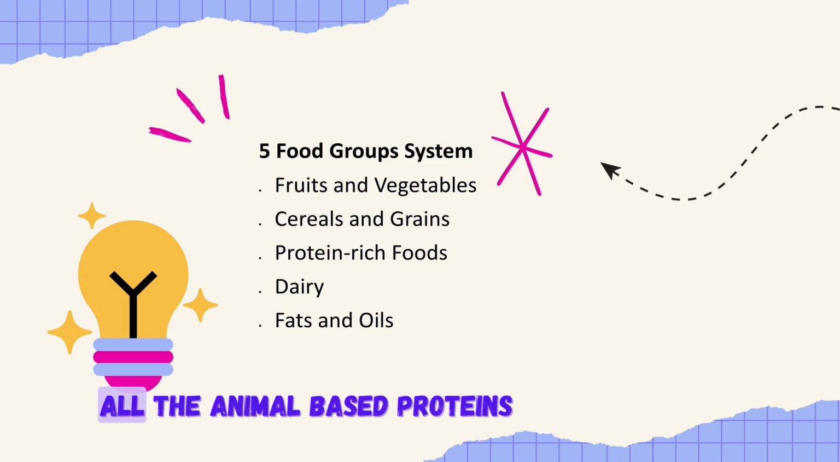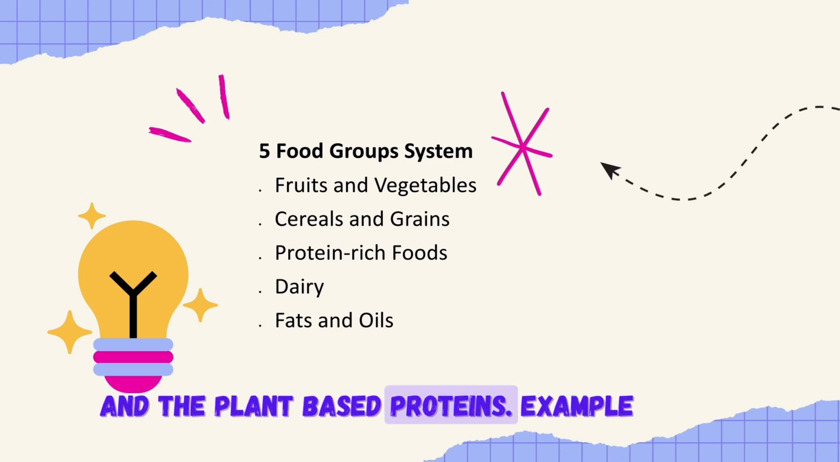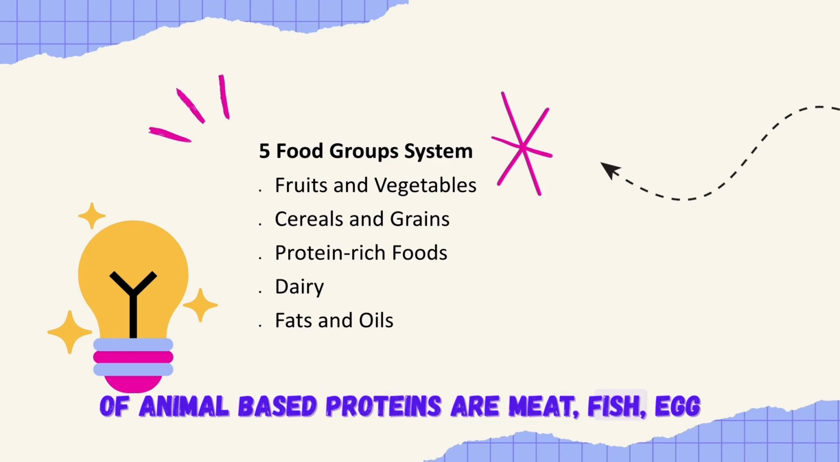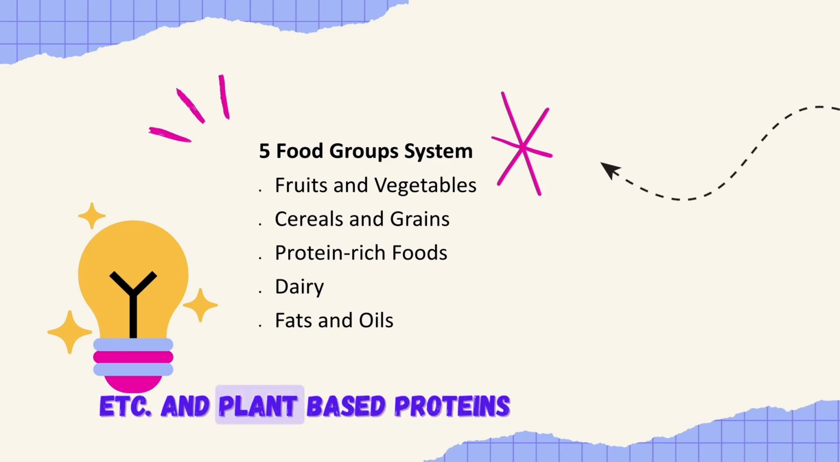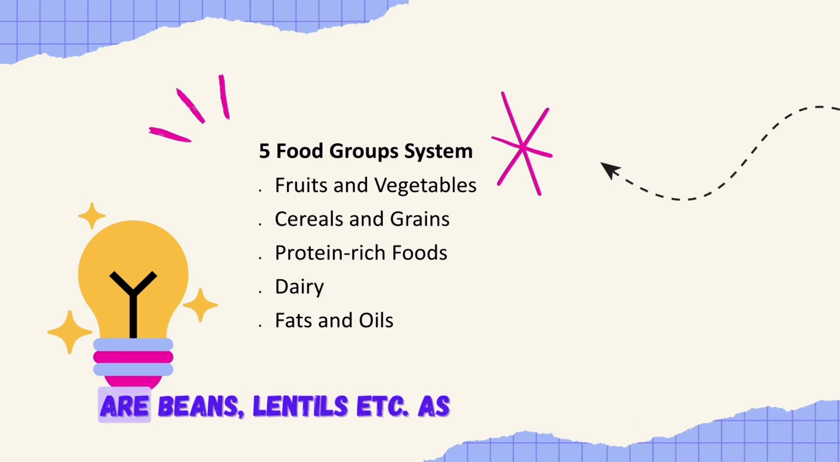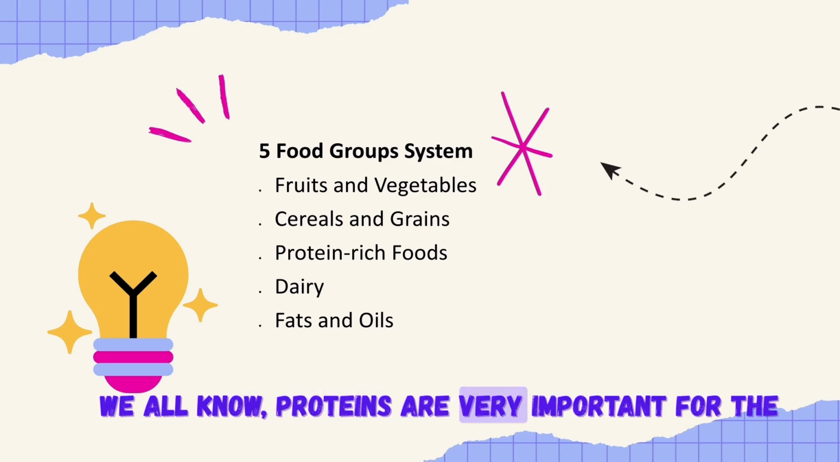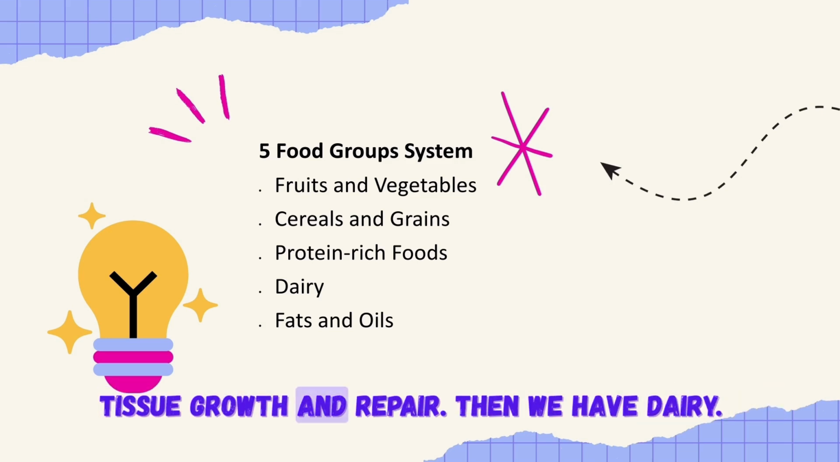Here it includes all the animal based proteins and the plant based proteins. Examples of animal based proteins are meat, fish, egg, etc. And plant based proteins are beans, lentils, etc. As we all know, proteins are very important for tissue growth and repair.